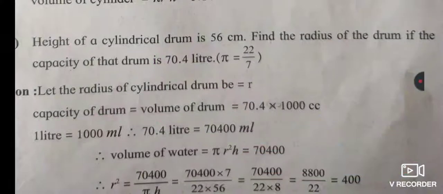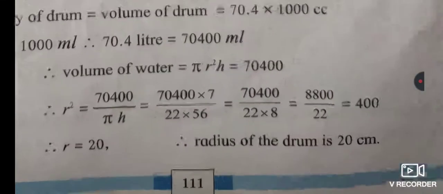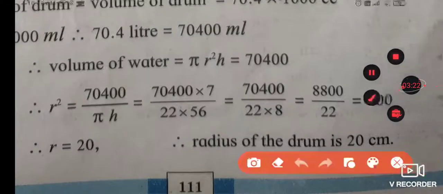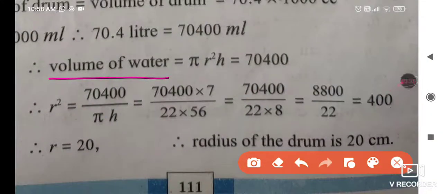Now you put this value into the formula, the volume of cylinder equals pi r square h. Since the water is in a cylindrical shape, I use the formula of the volume of cylinder, pi r square h, and the volume is equal to 70,400. And here we have to find the radius. So here they have done the conversion.